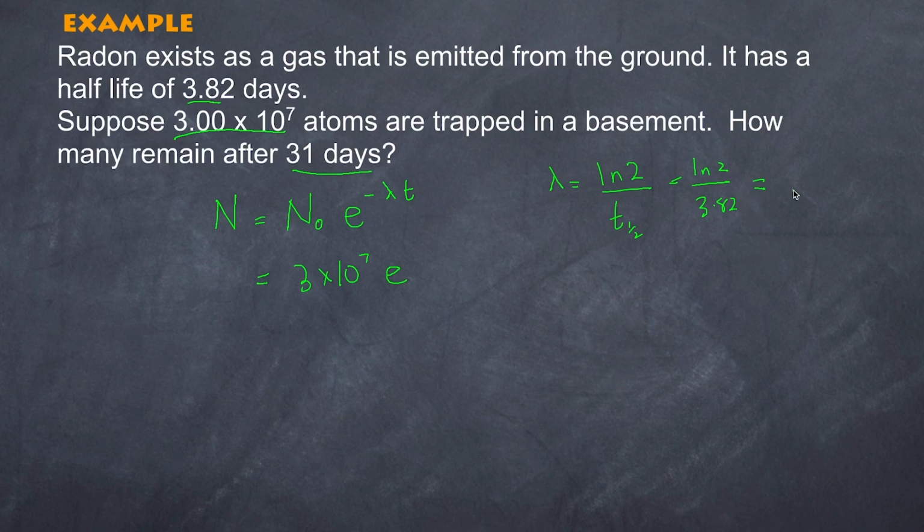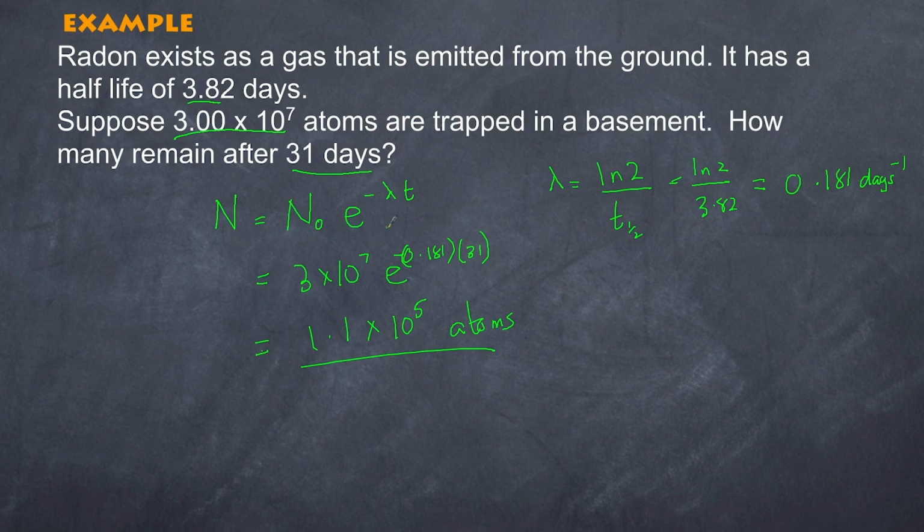So our decay constant becomes 0.181 days to the minus 1. Now we can substitute that in. We get 0.181, and of course this is negative, and now we multiply by a time which is of course 31 days. And when we substitute that all in, we get 1.1 by 10 to the power of 5 atoms.